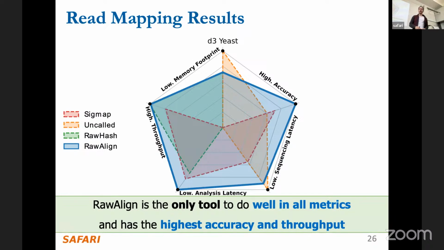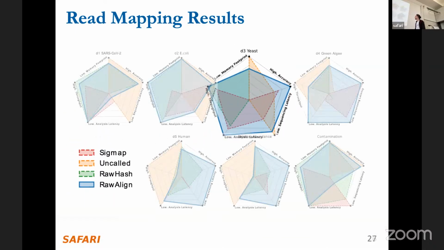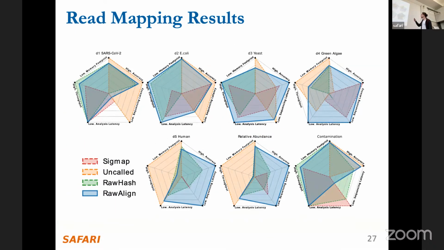So what really matters is that you have a tool that does all of them reasonably. Right? And as it turns out, RawAlign does really well in all of those. That turns out to generalize well across all data sets. So across all data sets that you can see here, RawAlign always has the largest area of any of the tools, largest area in the spider chart.